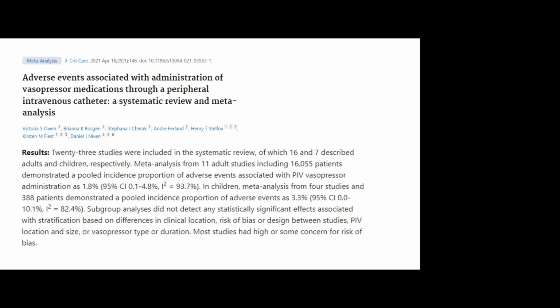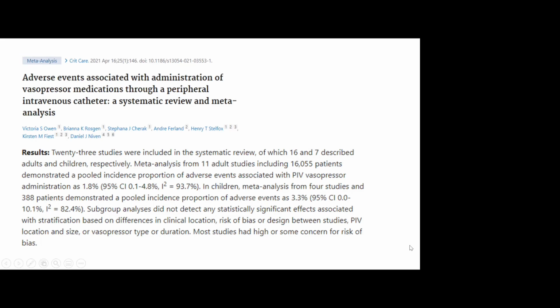I just want to show an interesting concept of using inotropes peripherally. We always think that if we have to give inotropes, we need to have a central line. However, that trend is changing as well. There are a couple of systematic reviews and studies which have looked at giving inotropes and vasopressor medications peripherally. The incidence of extravasation injury complications when given peripherally is about 1 to 1.8% in adults. In children, the incidence was about 3%.